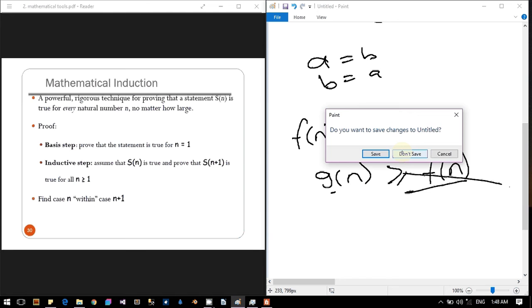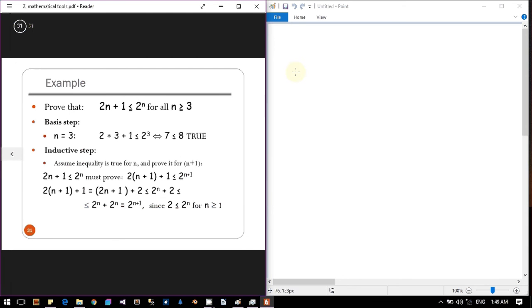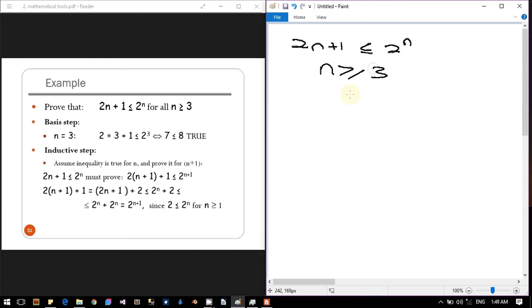What they are just saying is that to prove any mathematical statement is true, for instance, if I say a function s of n is true for all n greater than or equal to 1, that means I have to prove it's true when n equals 1, and I have to prove for subsequent values of n greater than 1. For instance, if they say prove that 2n plus 1 is less than or equal to 3 raised to the power n for all n greater than or equal to 3, that means I have to prove when n is equal to 3. That would be 2 into 3 plus 1 less than or equal to 3 raised to the power 3. That's 6 plus 1, 7 is less than or equal to 27, which is true.